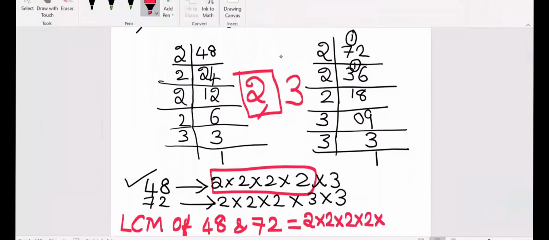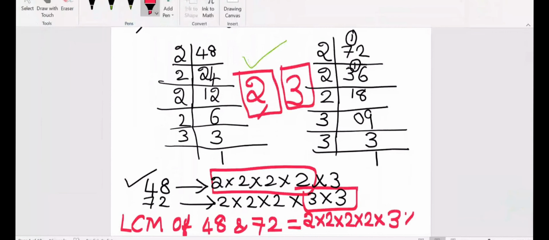Okay, next. So, this is done. Okay, next, what is the next one? For 3, where it is repeated maximum times, that should be taken. Okay, so where it is repeated maximum times? Here with 72. So I should take that here.